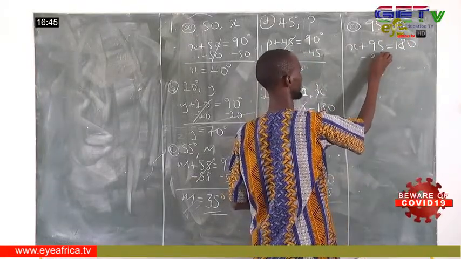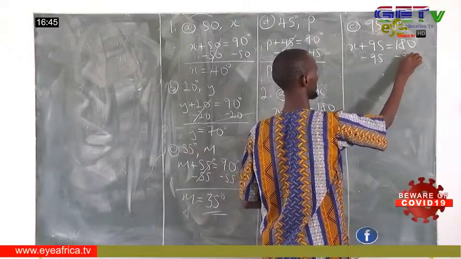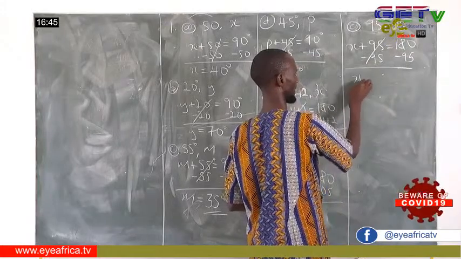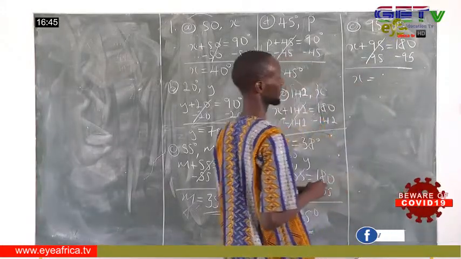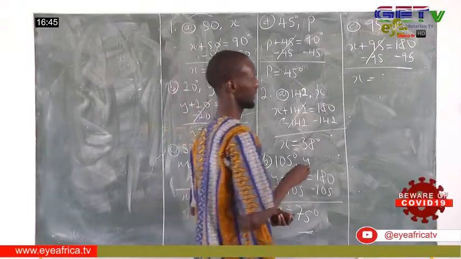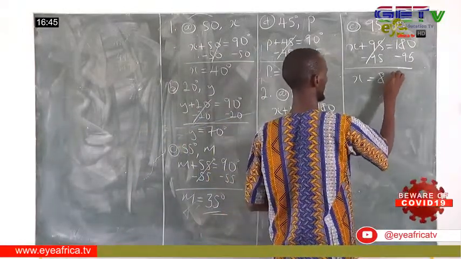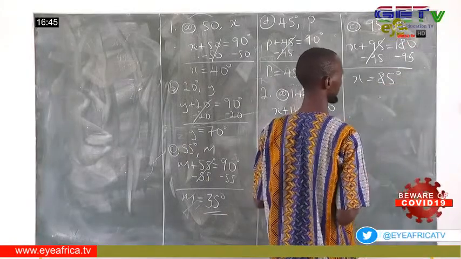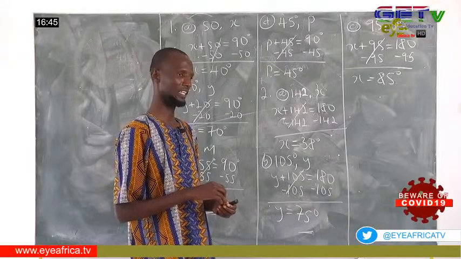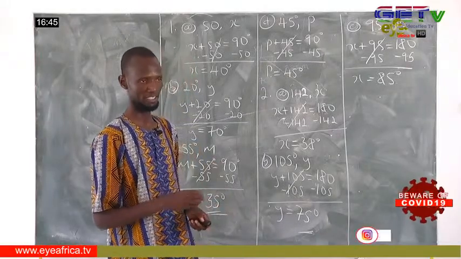Subtract 95 from both sides of the equation. The 95s will cancel each other out. We have x as, if you subtract 95 from 180, that should give us 85 degrees. So the supplement of 95 degrees is the angle 85 degrees.